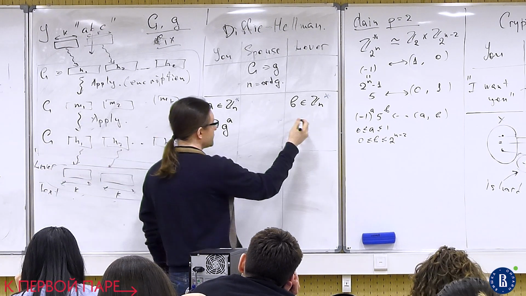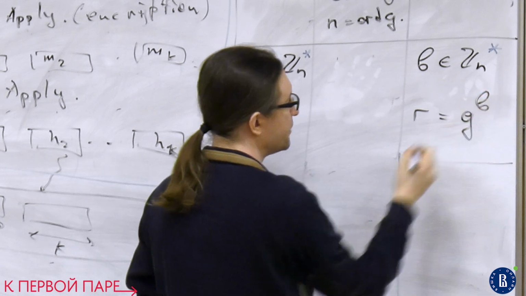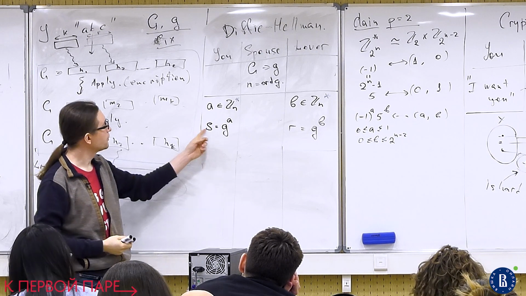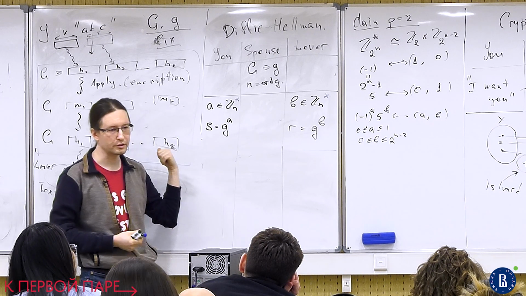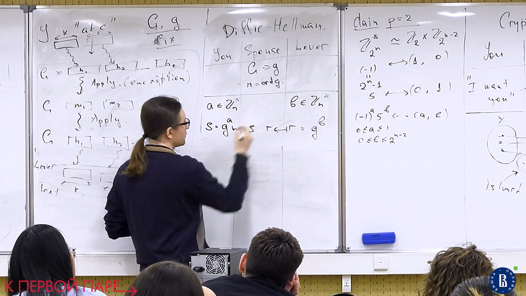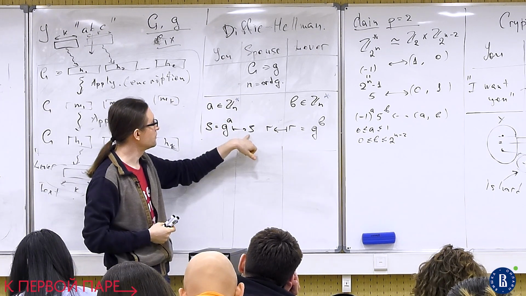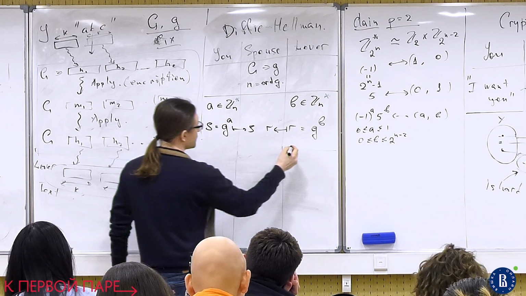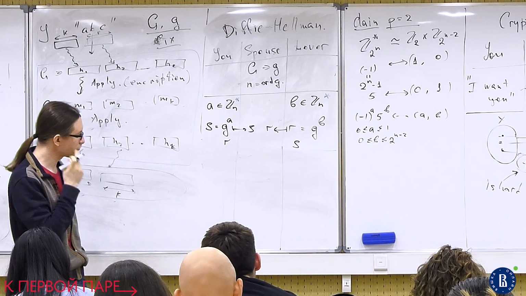And your lover produces its own public key, G to the power of B. And then you send your public key to your lover, and your lover sends his or her public key to you. So you tell everyone your public key. So now your spouse knows these elements. So you receive this element S here and R here.